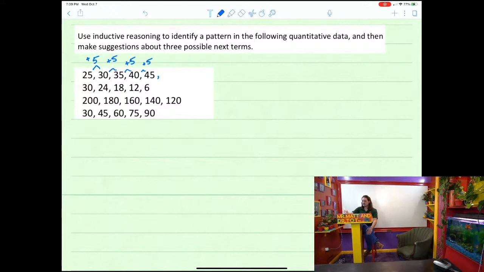Conversely, if you look at the second example here, 24 minus 30, that's a minus 6 change. 18 minus 24, that's a minus 6 change. 12 minus 18 is a minus 6 change. 6 minus 12 is also minus 6. So now we can just say that the rule is subtract 6. 6 minus 6 is 0. 0 minus 6 is negative 6. Negative 6 minus 6 is going to be negative 12.